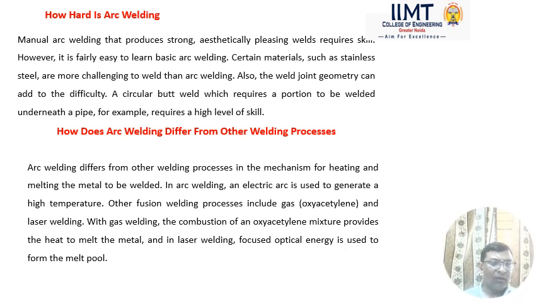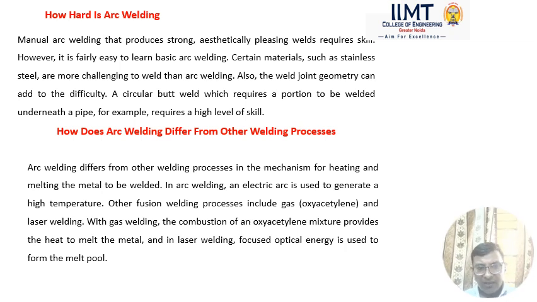A circular butt weld, which requires a portion to be welded underneath a pipe, for example, requires a high level of skill. So basically, the overall meaning of this paragraph is that when we are going for arc welding, we have to be skilled. When we are skilled, then we are fair in welding.